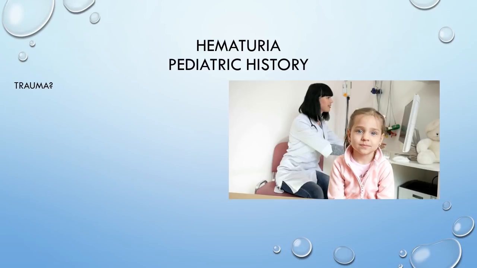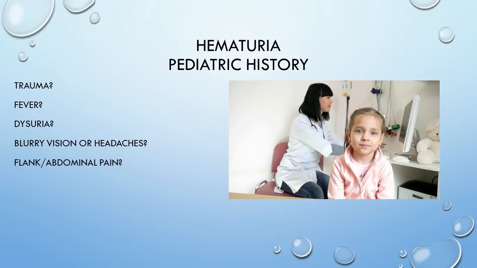So when gathering the history, we'll ask about any trauma that they may have had. We'll ask about fever to figure out if they may have an infection. We'll ask if they have painful urination, so looking for infection or stones. Have they had any blurry vision or headaches, things that make us worry about some sort of a systemic problem? Do they have flank or abdominal pain? Any recent skin infection or pharyngitis that would make us think about post-streptococcal glomerulonephritis?